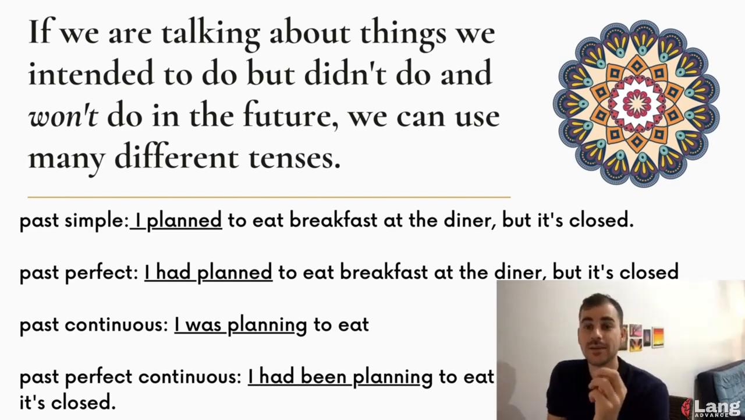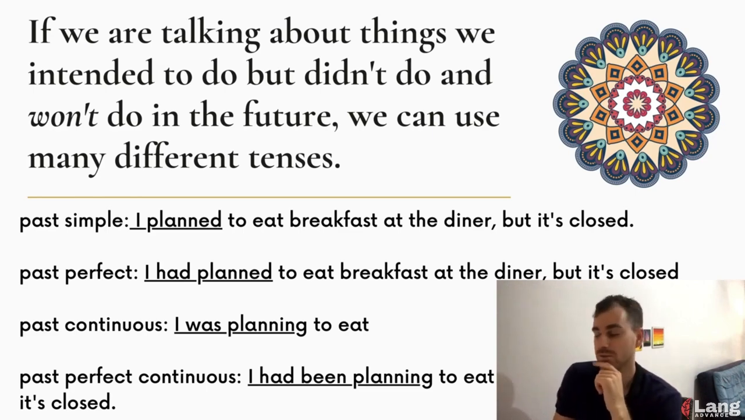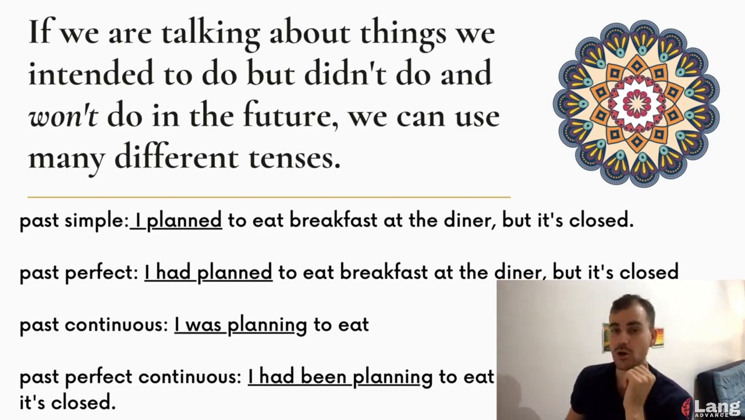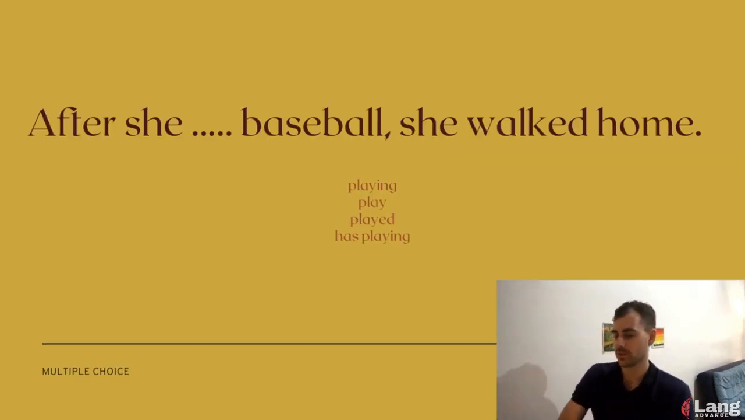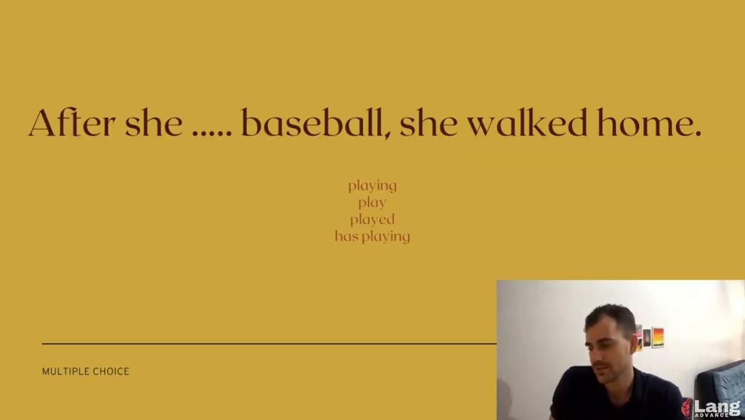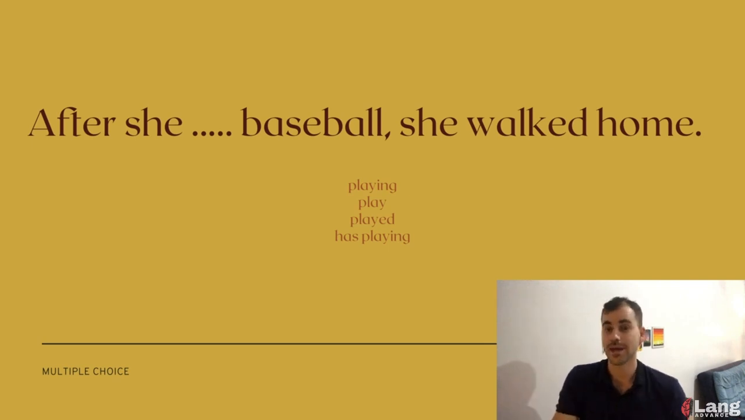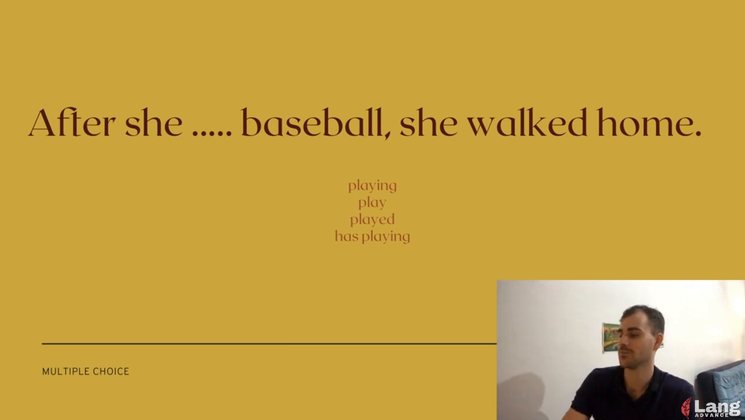That's all for the advanced rules. I hope it wasn't too confusing. Make sure to review the lesson and complete the worksheets. And we're going to go on and do a little quiz to test your knowledge. We'll start with multiple choice. Pause the video and try to pick the right answer. Okay, after she played baseball, she walked home.